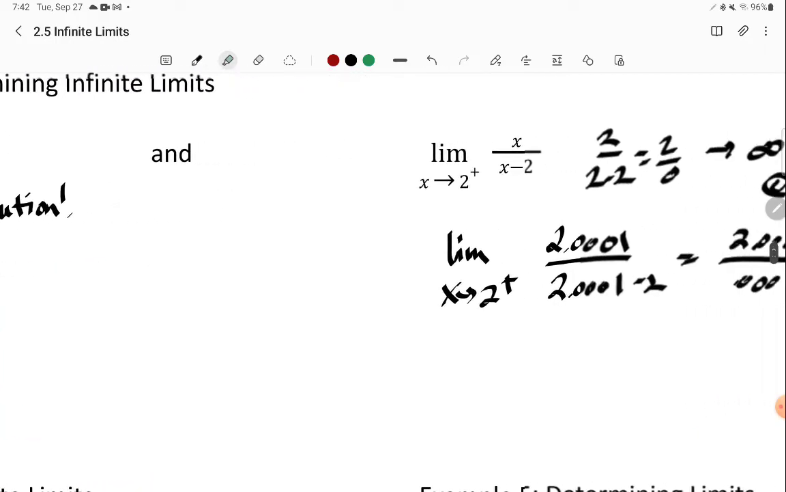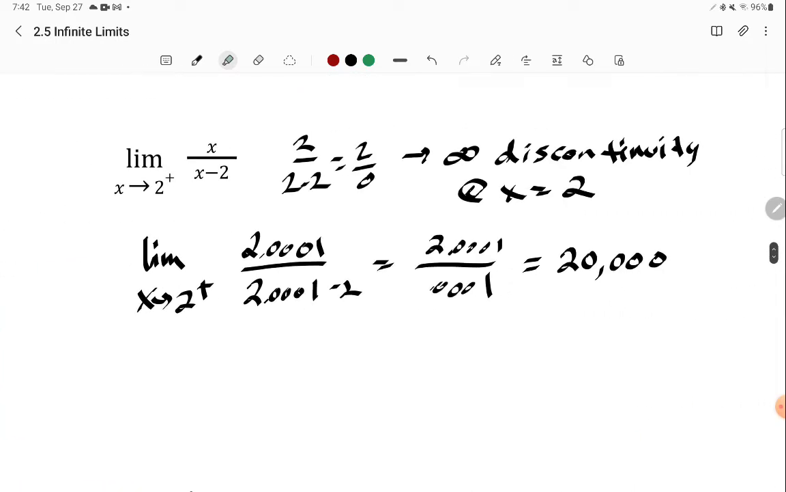Looking at the next one, however, it's a little bit of a different story because when you go to plug it in, you get 2 over 0. And that shows us that there's a possible infinite discontinuity. And then looking at that, I know that I can't remove it because nothing will factor out.